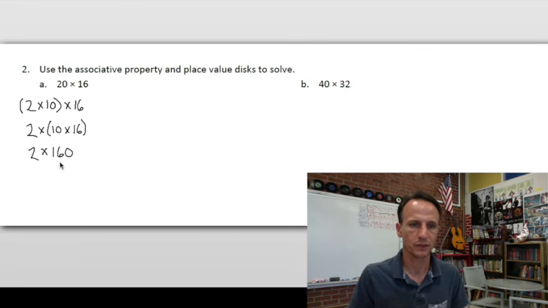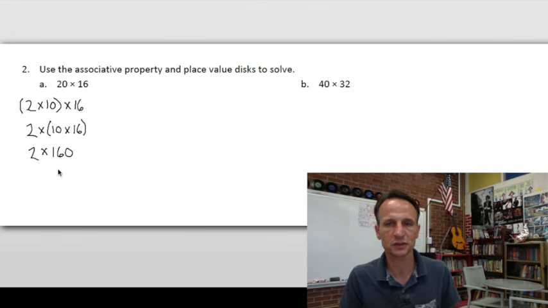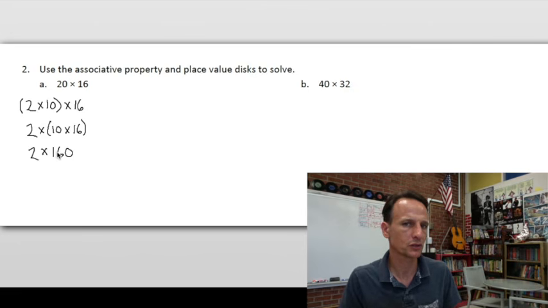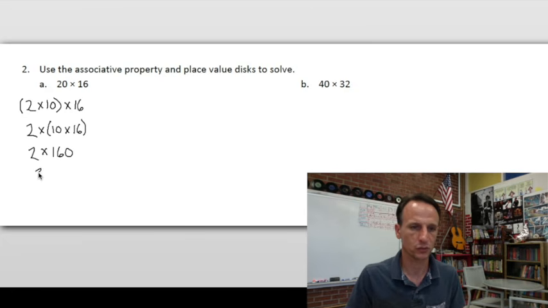160. And I bet we can double that in our heads right there, the 160. Can you? 100 doubled is 200. 60 doubled is 120. So 200 plus 120 is 320. Yes.